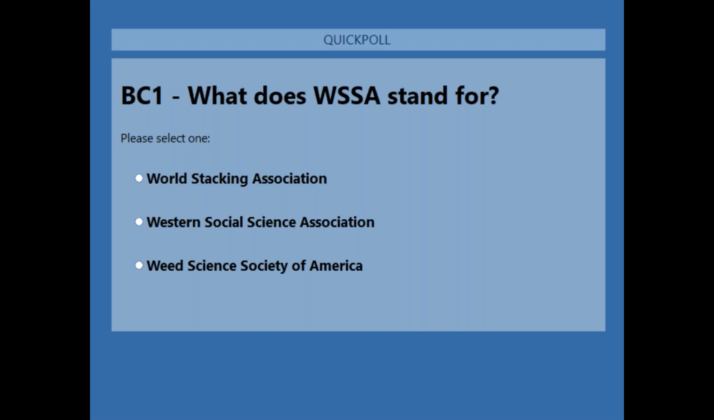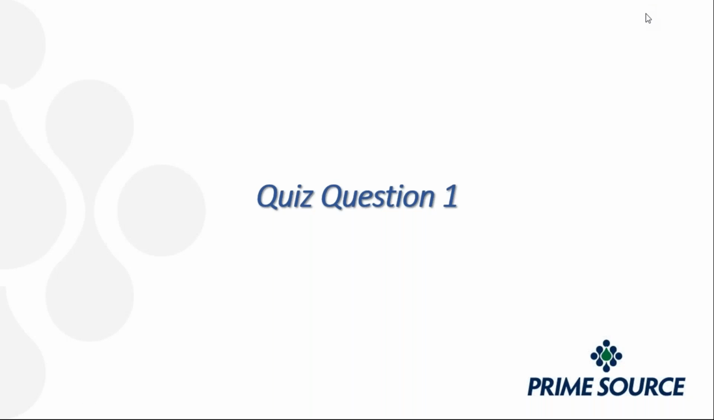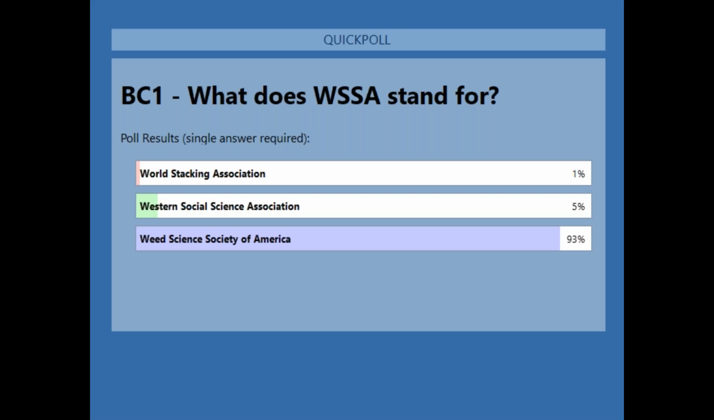That's a tough one. Let's manage the polls. Let's close that up. And we're going to share the results of it. And 93% got the answer correct. Weed Science Society of America, 5% put in Western Social Science Association, and only one person said World Stacking Association. So we're good to go. All right. You're back up.